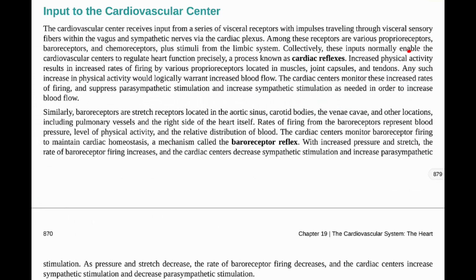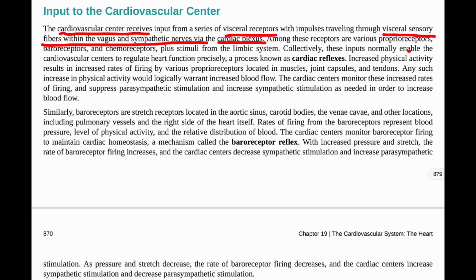So now that we've looked at the cardiovascular center, and we know that that's where these things are coming from, we can take a look at what input is going into that cardiovascular center to make that type of output. So the cardiovascular center receives input from a series of visceral receptors with impulses traveling through the visceral sensory fibers in the vagus and sympathetic nerves via the cardiac plexus. If you remember back to the nervous system, the cardiac plexus is this region where all of these nerves are coming in near the heart.